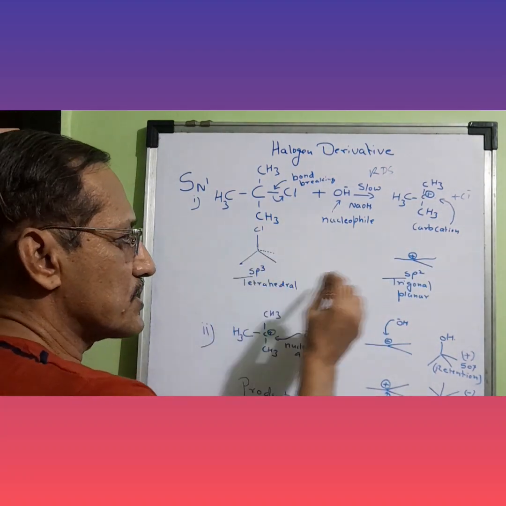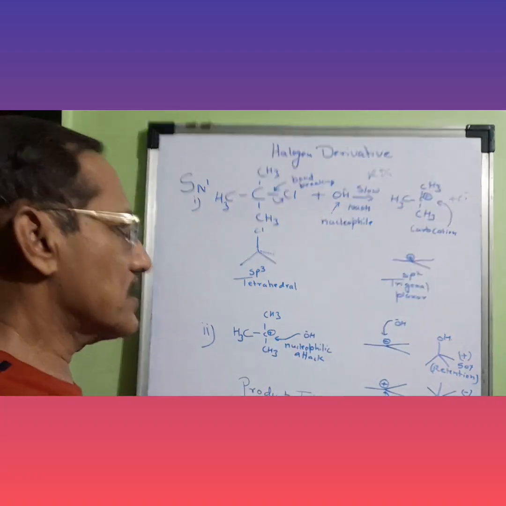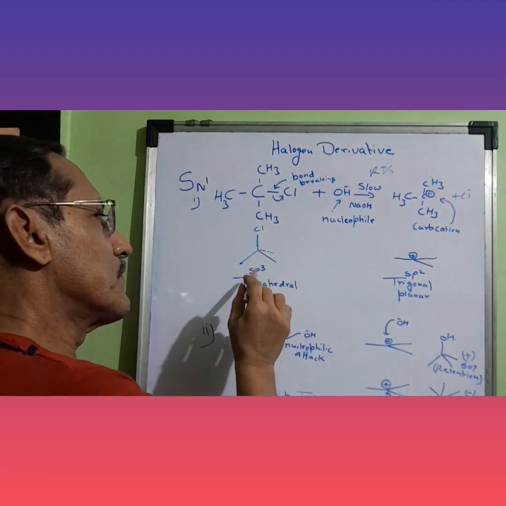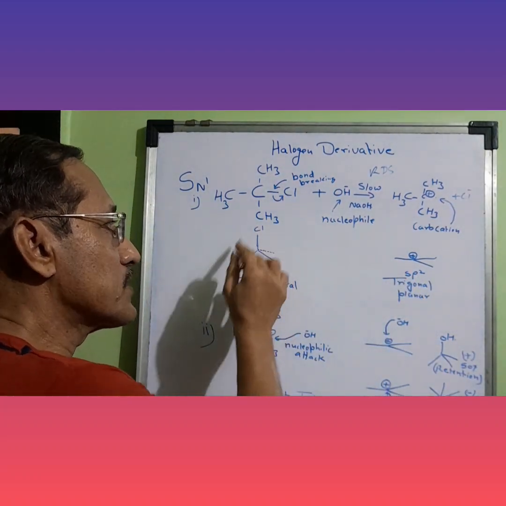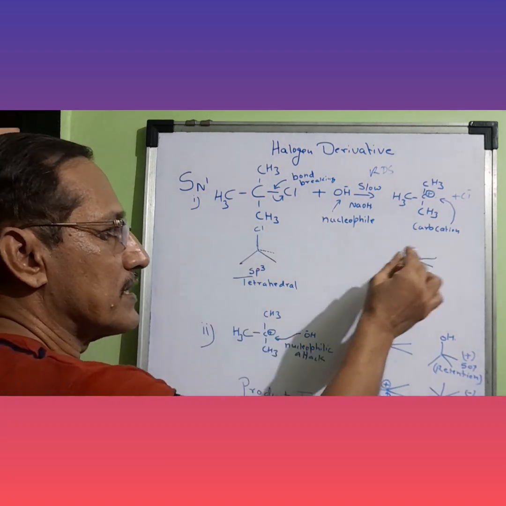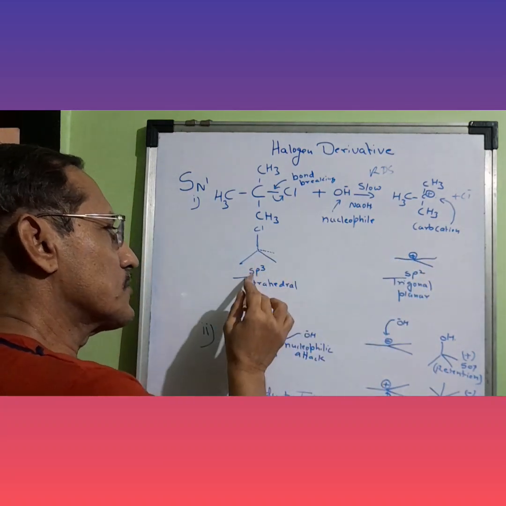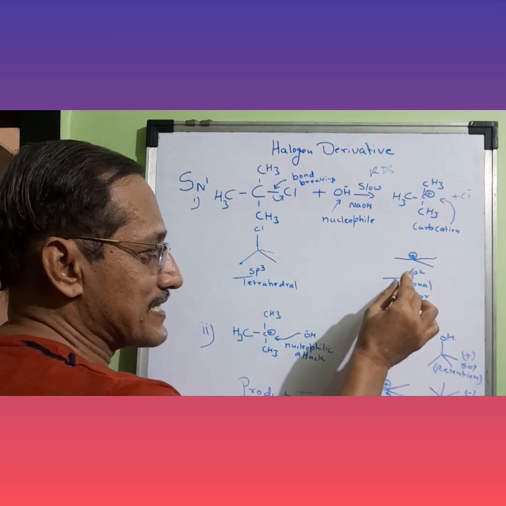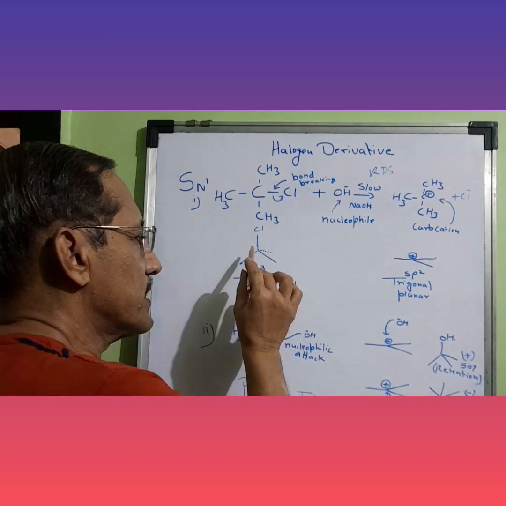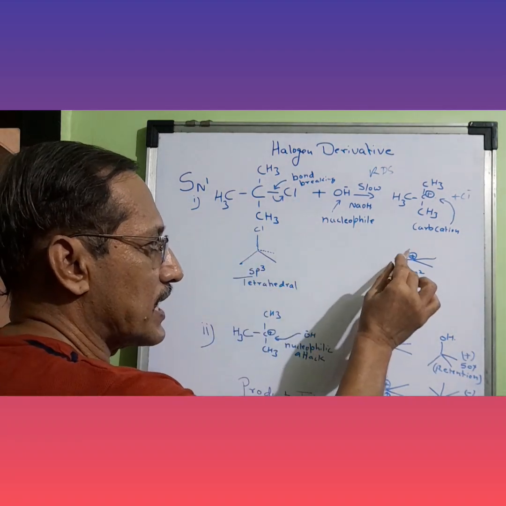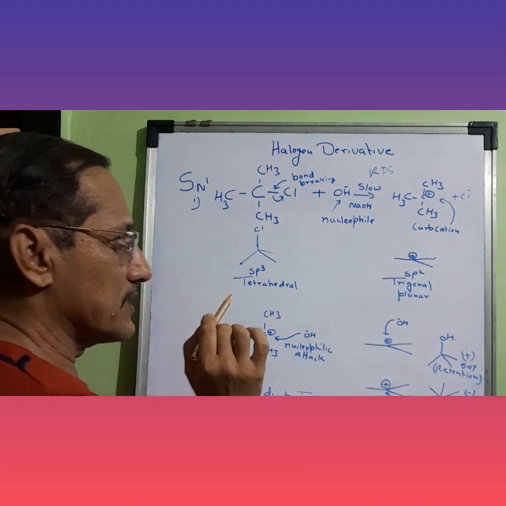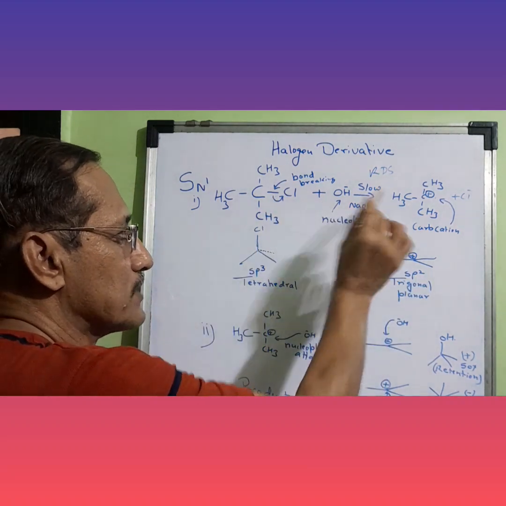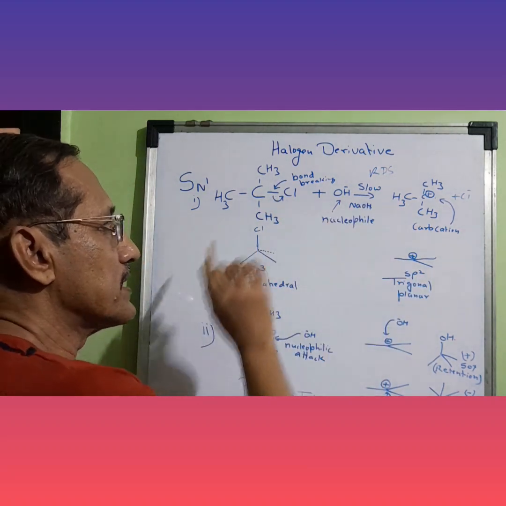From tetrahedral structure, it went into trigonal planar structure, from sp3 hybridized. So this was a three-dimensional structure and this is a two-dimensional structure. This was the sp3 hybridized state, and this is the sp2 hybridized state. There was no charge, whereas here it is a carbocation now, positively charged. And the bond has broken in this step 1.